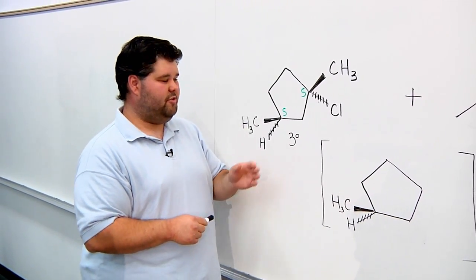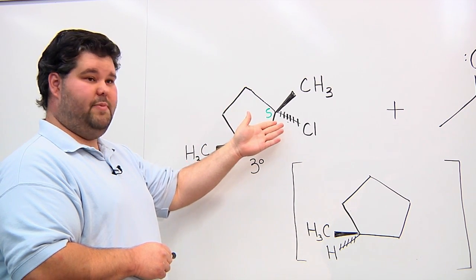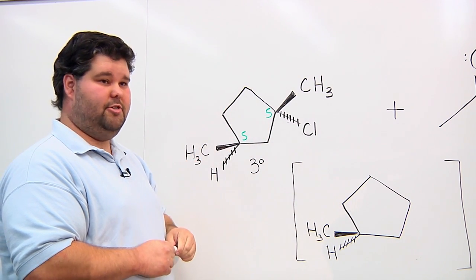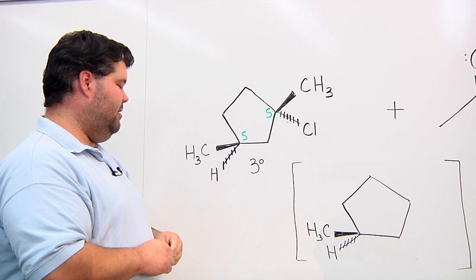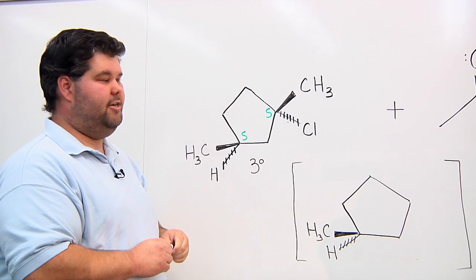Finally, notice that on our substrate, we have two chiral centers. One chiral center is located where our leaving group is, so we'll have to consider that in our product structures. The other chiral center is on another carbon which is not participating in our reaction, and it will not change throughout the course of the reaction.